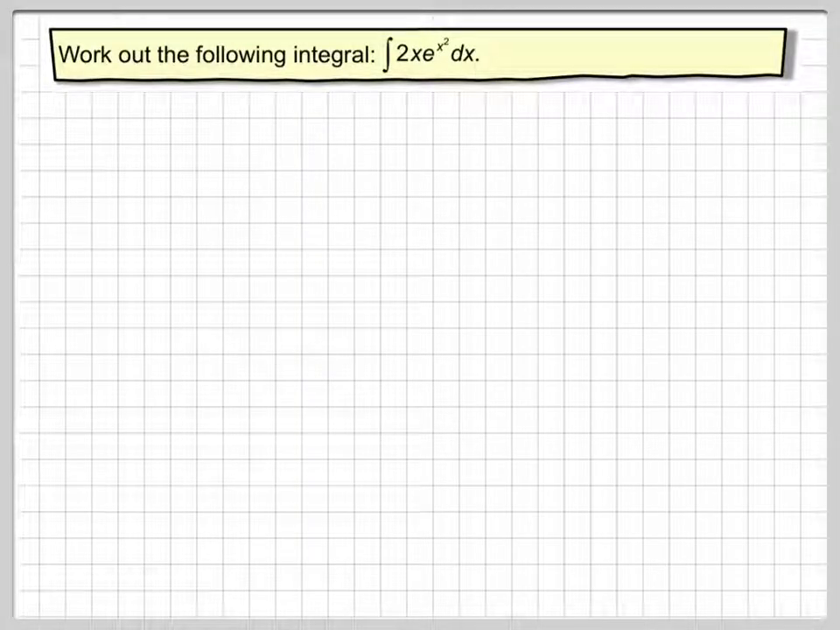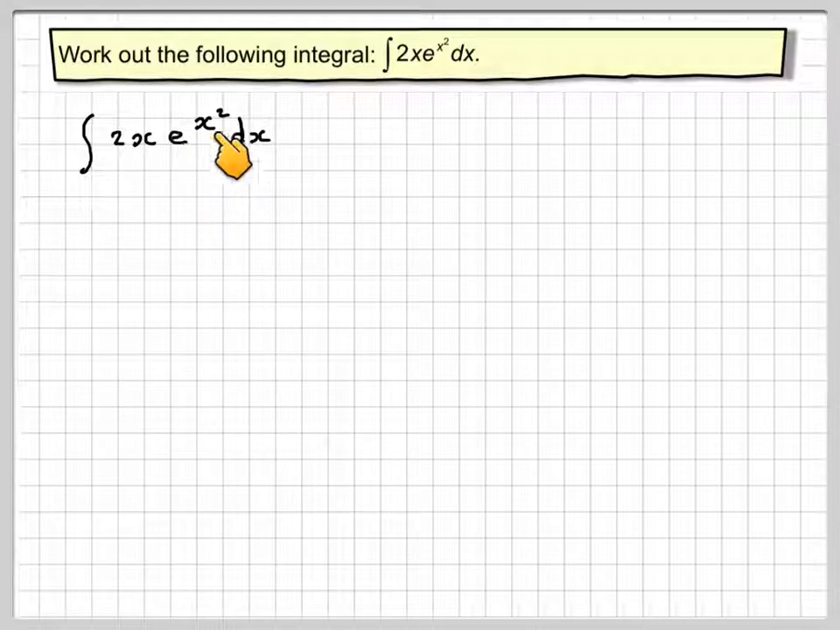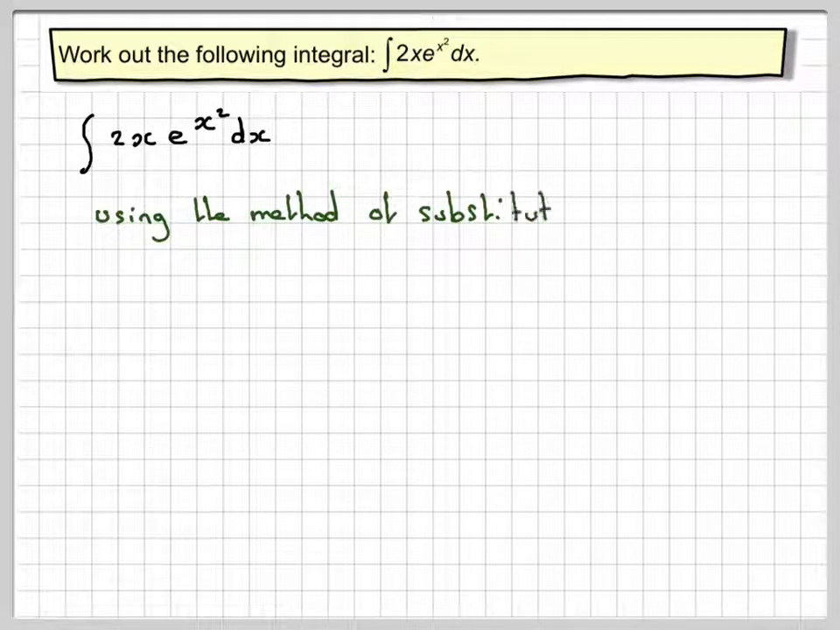Now, at first glance at this particular problem, working out the integral of 2x e to the x squared dx, you might want to try and use integration by parts. But that will involve integrating e to the x squared, and there's no direct method for doing that. So we're going to actually use the method of substitution.